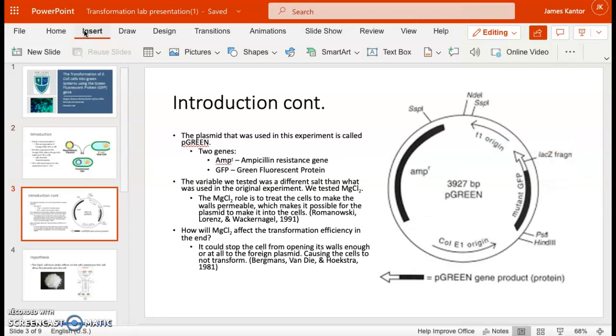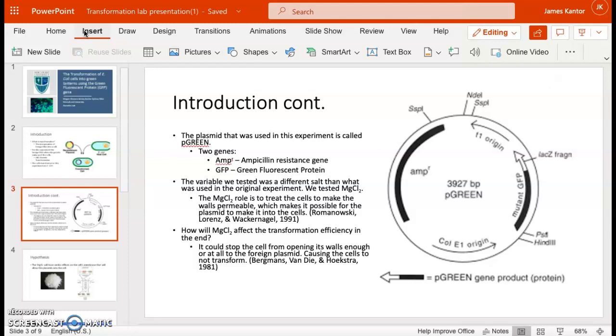So the plasmid that we use to transform the cells is called pGreen. The pGreen plasmid contains two genes. The first is the AmpR gene, which is the ampicillin resistance gene, and it does exactly what it sounds like. It allows the cell to be resistant to the ampicillin antibiotic, so when it comes in contact with that antibiotic, it can resist it and continue living.